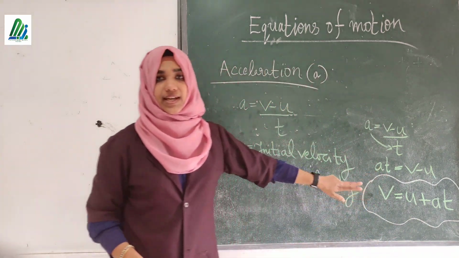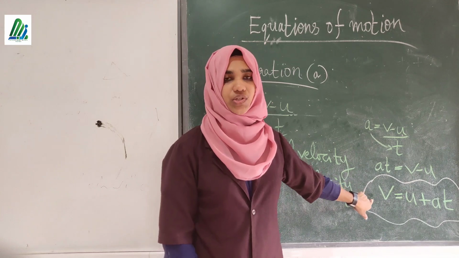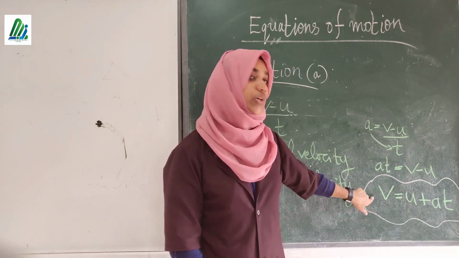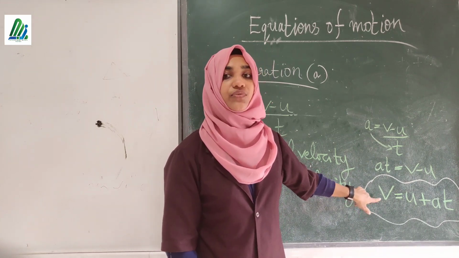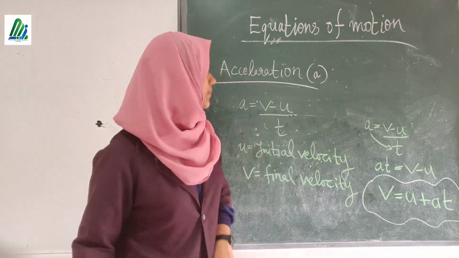So this, v equal to u plus at, is the first equation of motion. Okay, v equal to u plus at is the first equation of motion. Okay, I think all of you got it.